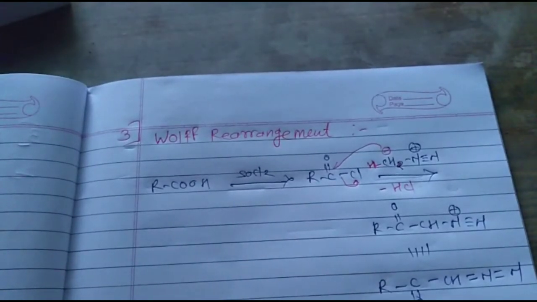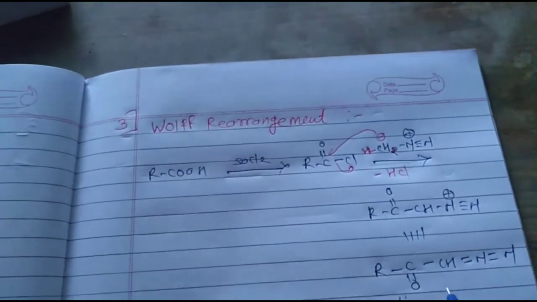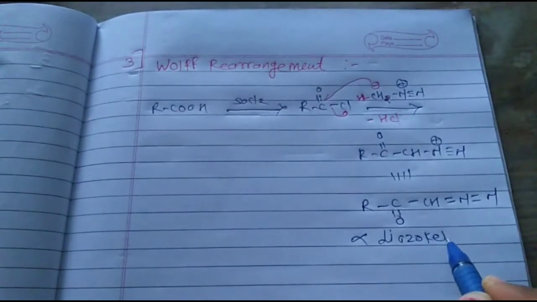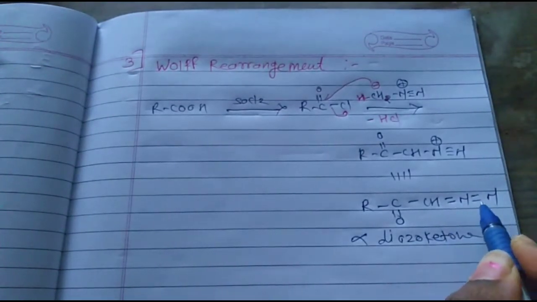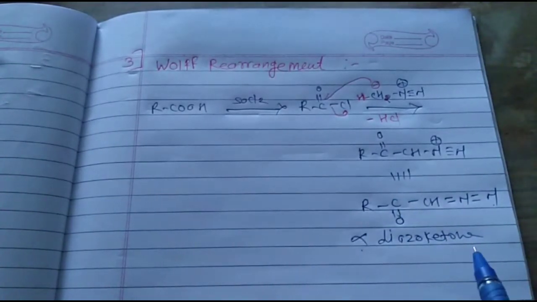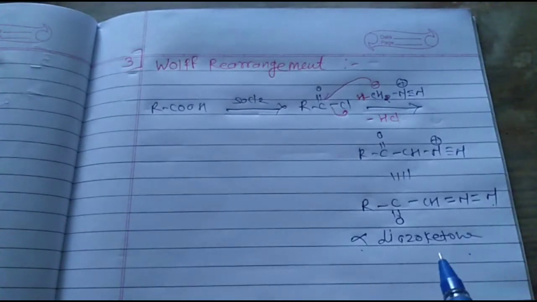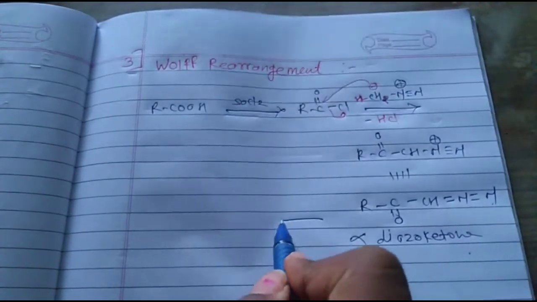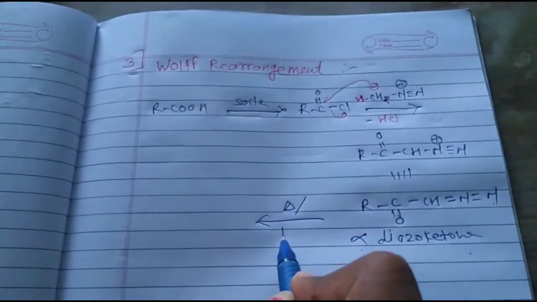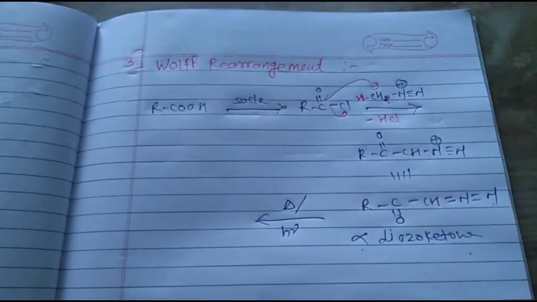After that, this diazoketone, what is this called? This is called alpha diazoketone. This is a diazo compound, and the ketone group is also present. That's what is called alpha diazoketone. This alpha diazoketone is easily decomposed in the presence of heat or light.